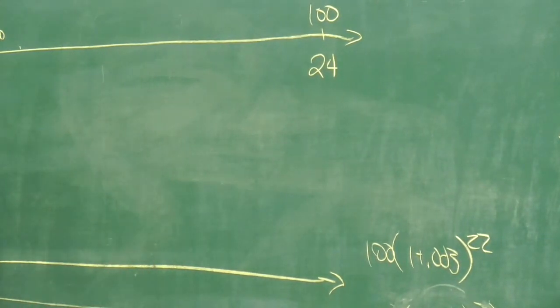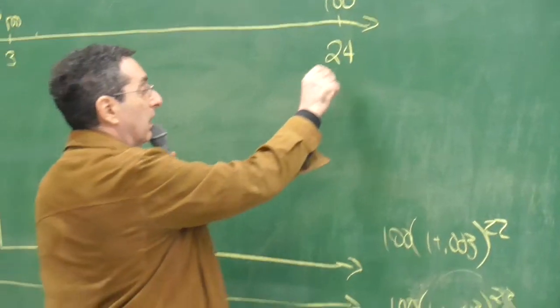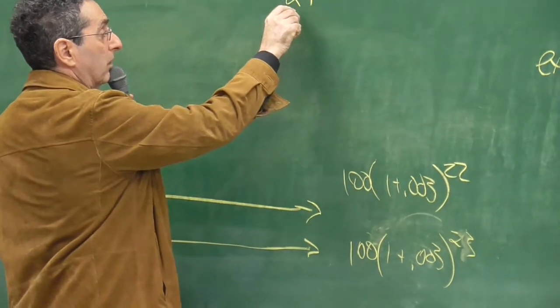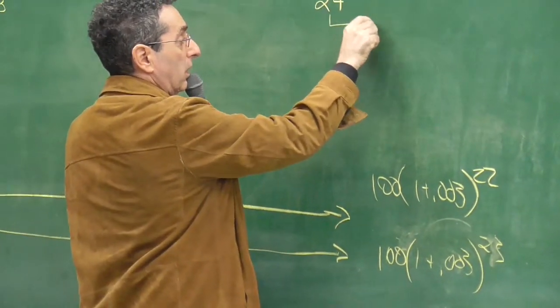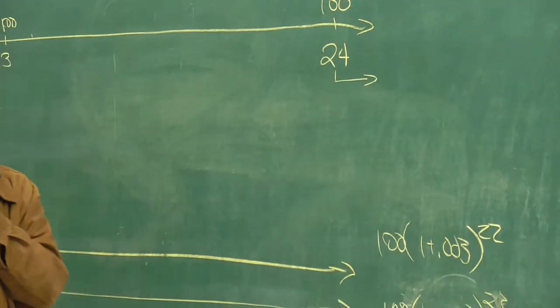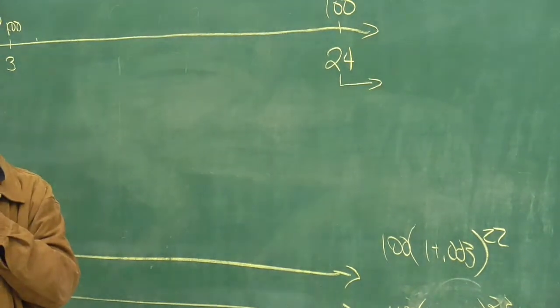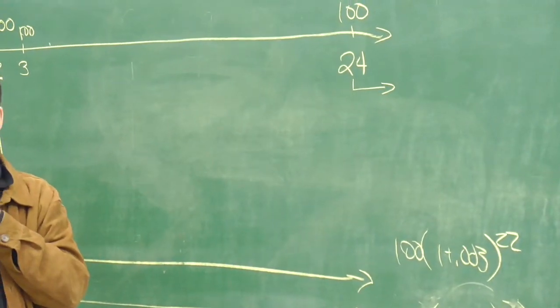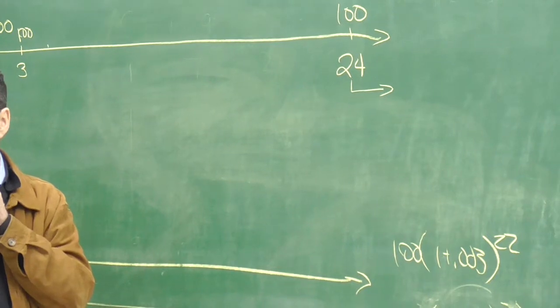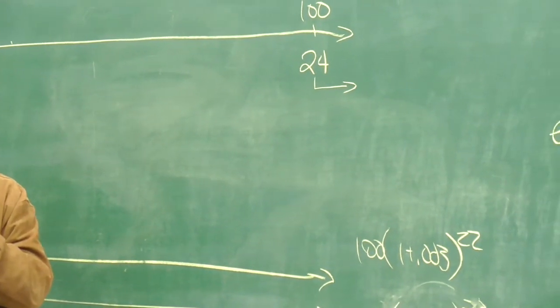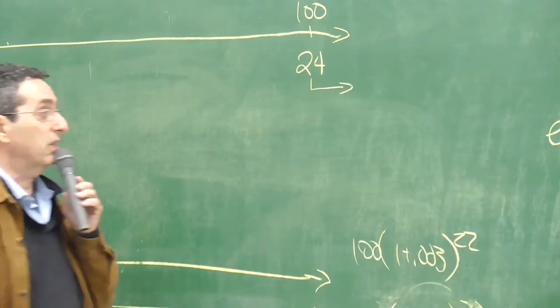And then the last one is going to be what? How much is this going to be worth? It's going to be worth 100. There's no compounding for that one. I said we're putting it in at the end of each period. So there's no compounding for the last one, so that's just 100.